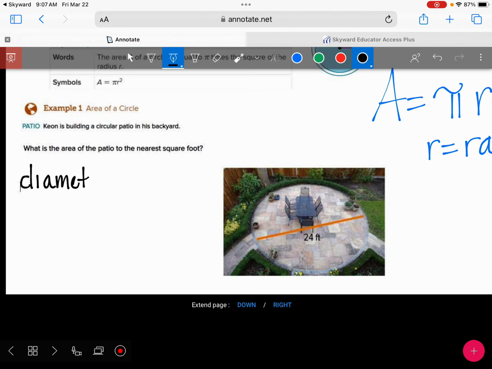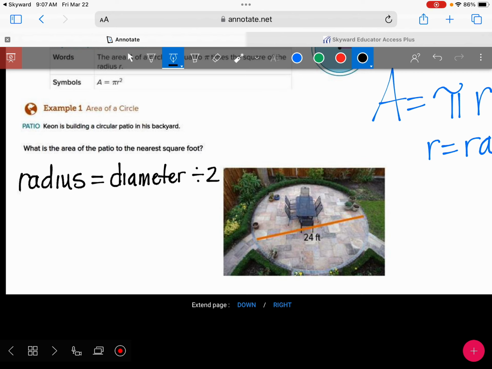So let's write this if you don't remember. Wait, sorry. Let me erase that. Radius is diameter divided by 2. That's how you find the radius.